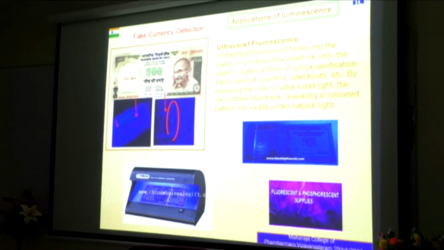By exposing the note to ultraviolet light, the ink or fibers fluoresce, revealing the colored pattern not visible under natural light. That is what you can see, this is embedded. These kinds of structures will be missing in a fake note or counterfeit. So you can easily recognize and tell. These are the kinds of boxes which you can get immediately. The chemicals invariably have to show the fluorescence. That is the remaining text.